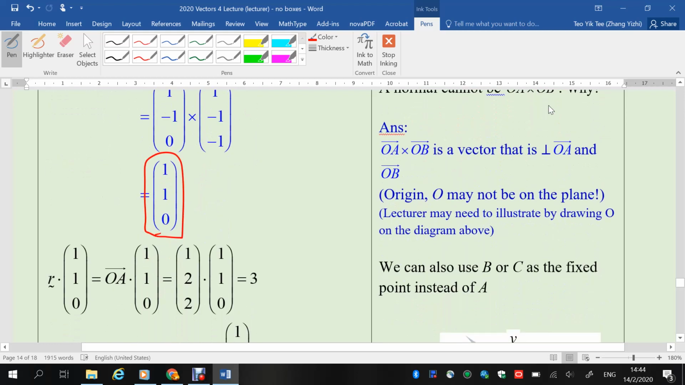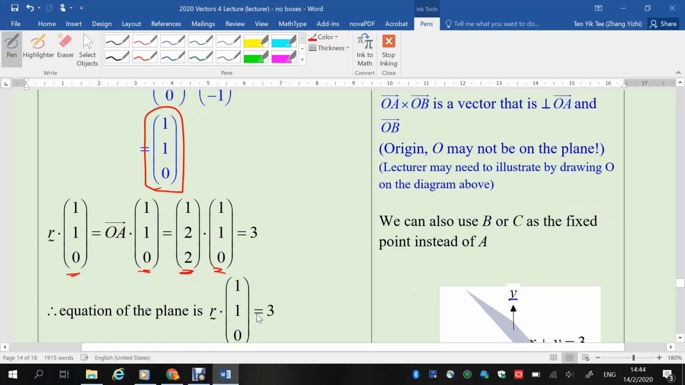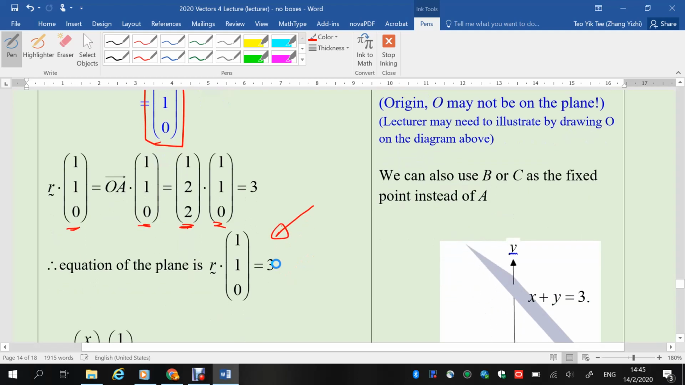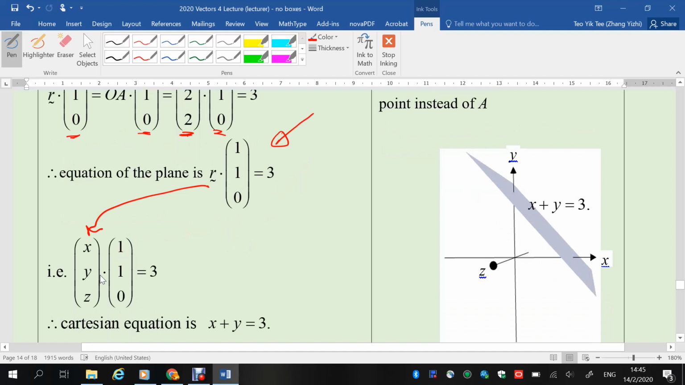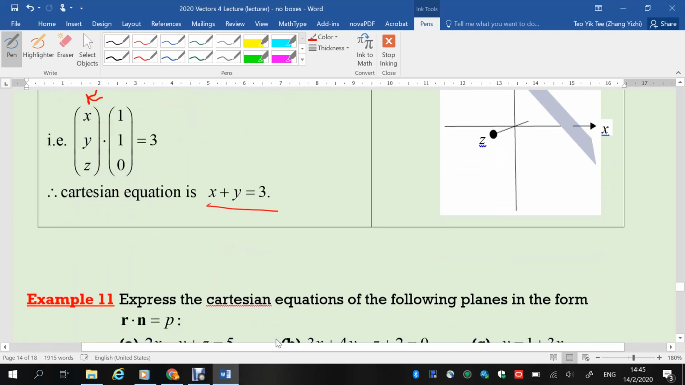So r dot n equals a dot n. So r dot n equals a, which is 1, 2, 2, dot n. So this is your scalar product form of your equation of the plane. But the question asks for Cartesian equation. How to change to Cartesian equation? Replace your r by xyz. So xyz dot with 1, 1, 0 equals 3. Simplifying it, you get x plus y equals 3. This is your Cartesian equation of the plane.